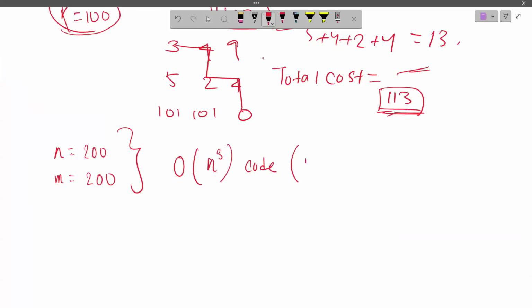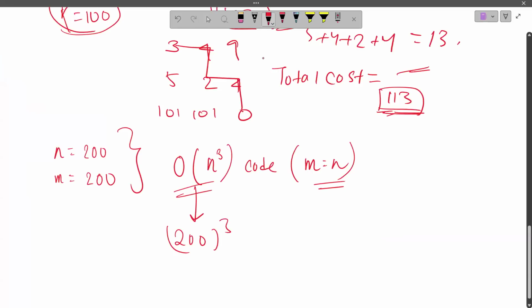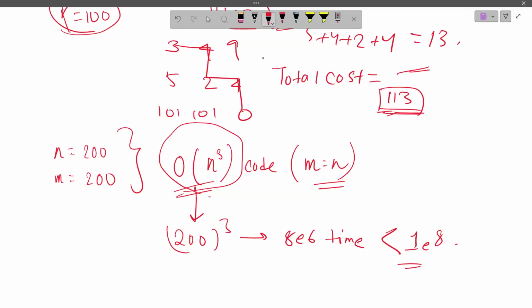If I just assume for the time being that m equals n, the problem setter asks for an O of n cube code, because an O of n cube code will take 200 cube, which is approximately 8 times 10 to the power 6, which is significantly less than 10 to the power 8, and it will probably pass all the time constraints. So basically, the objective is to design a big O of n cube algorithm.